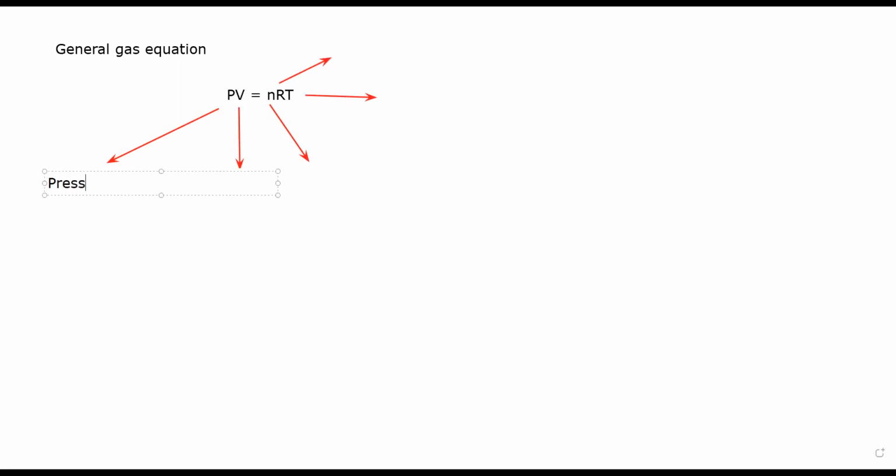So P is the pressure. What is the SI unit of pressure? The SI unit of pressure is Pascal, or Newton per meter square. What is V? V is the volume. And what is the SI unit of volume? The SI unit of volume is meter cube. So that should be in meter cube.